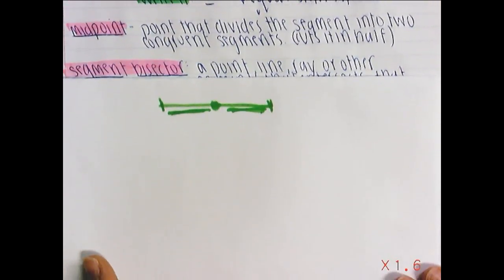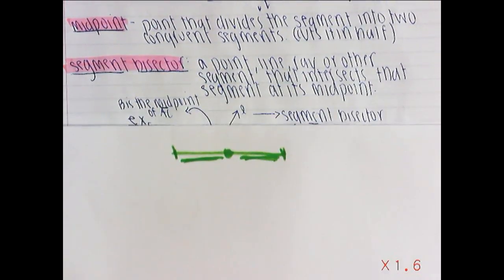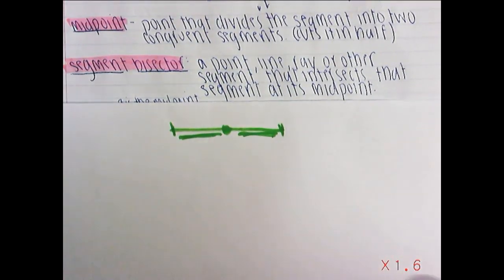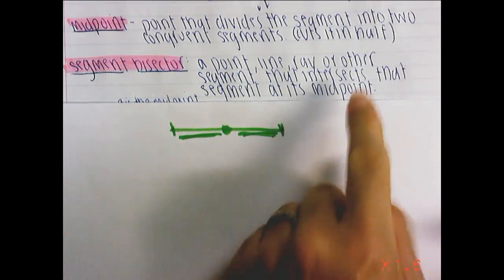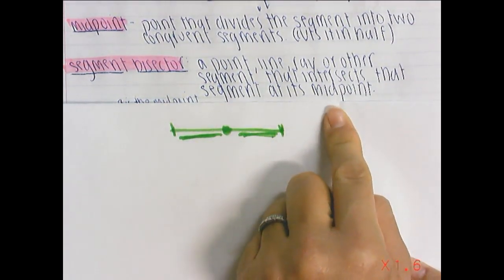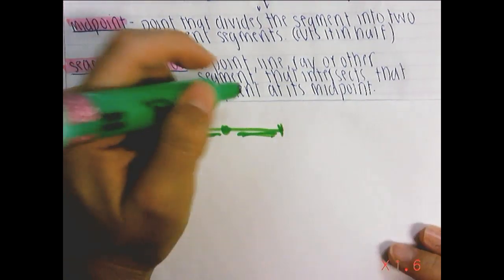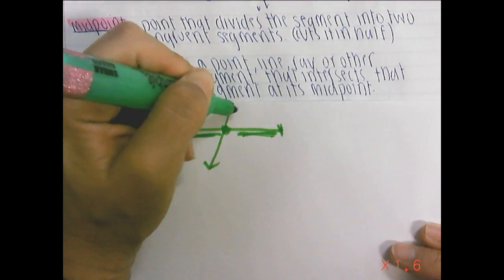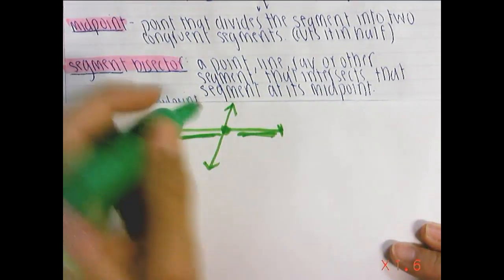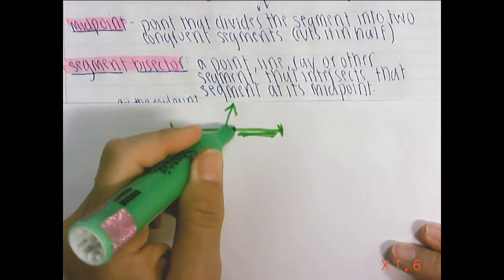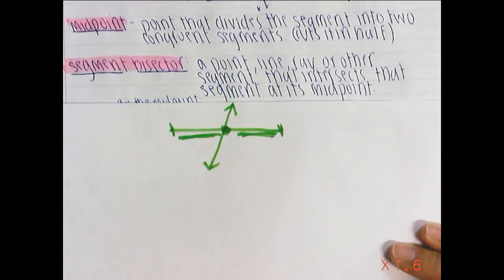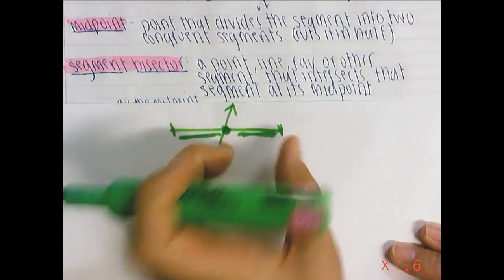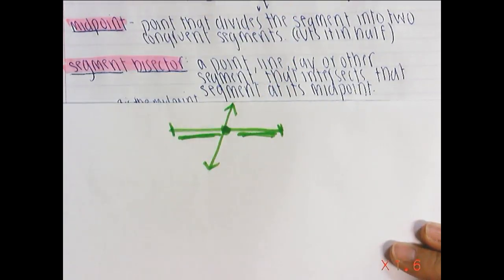Okay, then we move on to a segment bisector. It's a point, line, ray, or another segment that intersects a segment at its midpoint. So, right here, this segment bisector would cut through. This would be a segment bisector because it intersects right at this segment's midpoint. So midpoint is that middle point, right? Equal on both sides, and the segment bisector cuts through that.